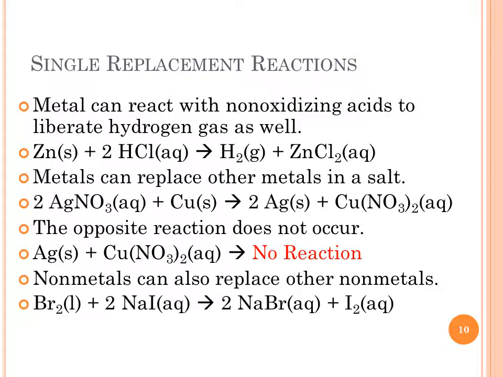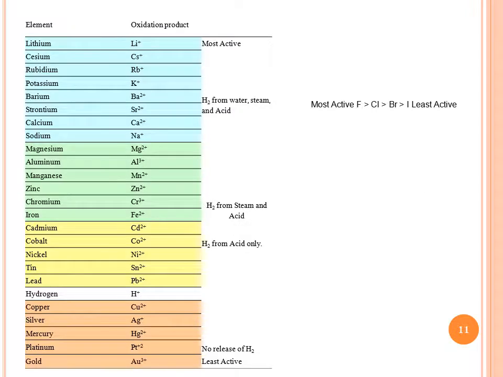And you see that you get a big fat no reaction. Nonmetals can also replace other nonmetals. Bromine reacts with sodium iodide, so the bromine is going to replace the nonmetal in this case. This is something called the activity series.